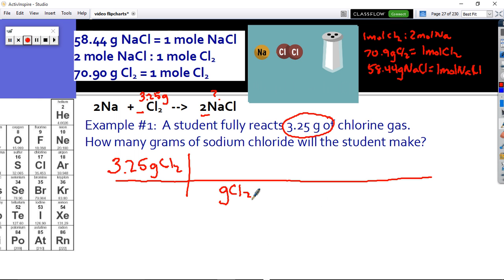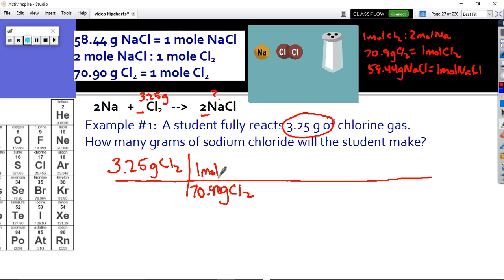And I'm going to go up to my list of conversion factors that I brainstormed and think, what do I know about grams of chlorine? Well, I know 70.9 grams of chlorine is 1 mole. So the 70.9 grams is going to go down the bottom where the grams are. And the rest of that conversion factor, 1 mole of chlorine, will go on the top.